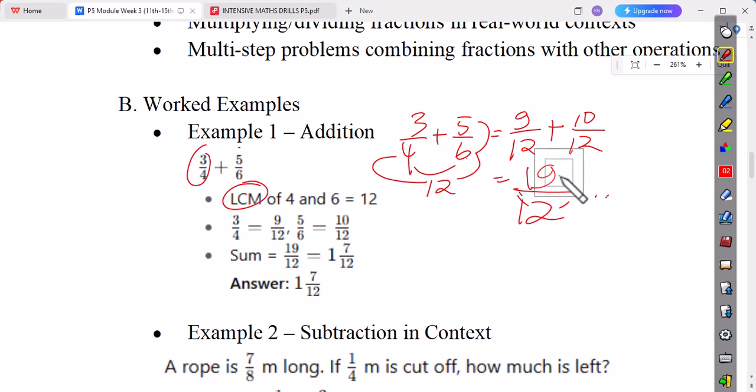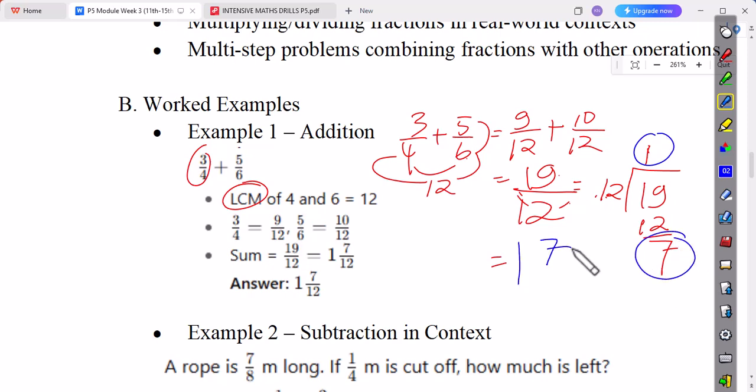Because the numerator is bigger than denominator, we need to change it into the mixed fraction. This is the way to change the fraction into the mixed fraction. 19 divided by 12, we got 1. 1 times 12, then we got 7. So the result, we take it as the whole number, and the remainder, we take it as the numerator, and this one, we take it as the denominator. So we have 1, 7 out of 12. So this is how to solve the addition, and the same way to subtraction as well. We need to find the least common multiple of the denominators first.